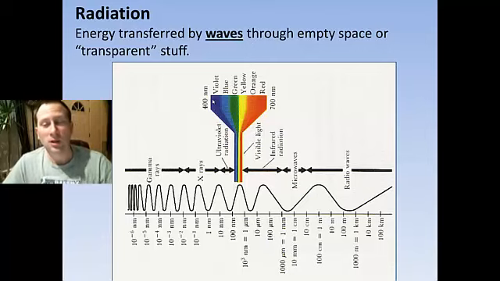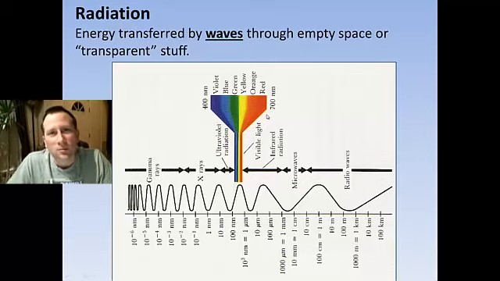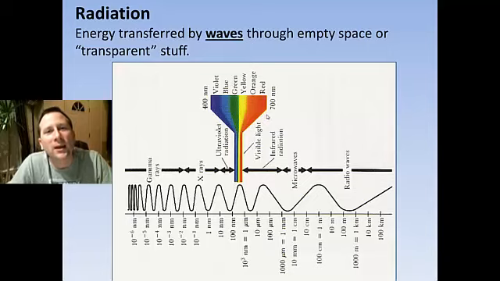Anyway, back to radiation. When we talk about radiation in weather, we're going to be primarily talking about radiation from the sun, and then we'll talk a little bit about ultraviolet radiation, which is the wavelength a little bit shorter than what our eyeballs can detect, and infrared radiation, which is a little bit longer than what our eyeballs can detect.